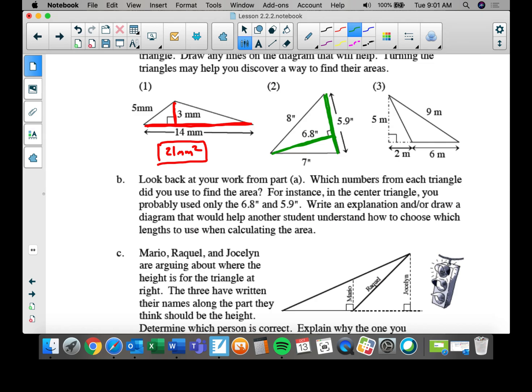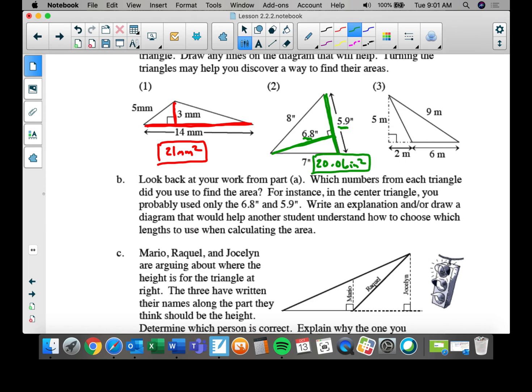Base and height of any shape are always perpendicular. So same thing again, those are the two dimensions that I'm going to use to find the area of that triangle. My base of 5.9 times my height of 6.8. I will then divide that by 2 or multiply by a half, and I find out that this has an area of 20.06 square inches. Don't forget the units again.